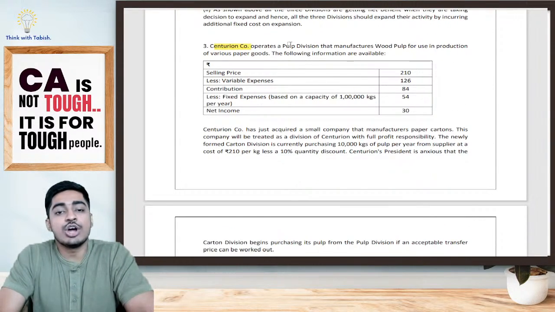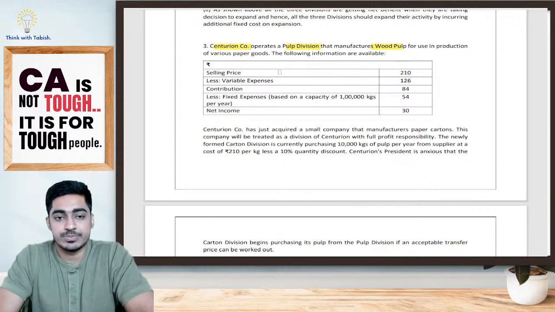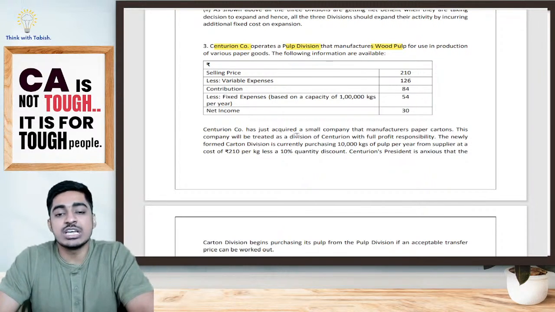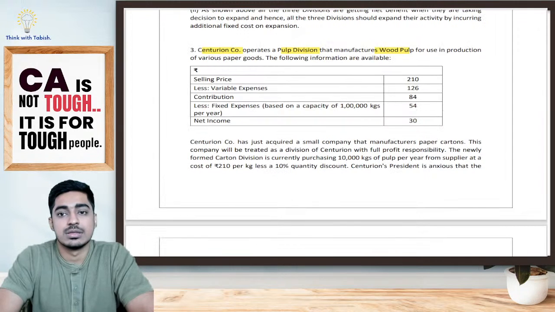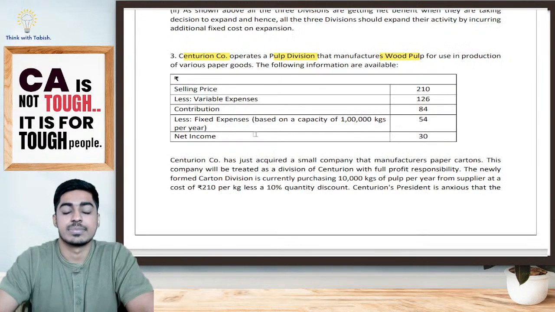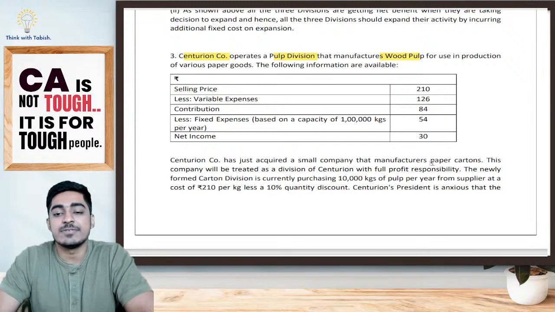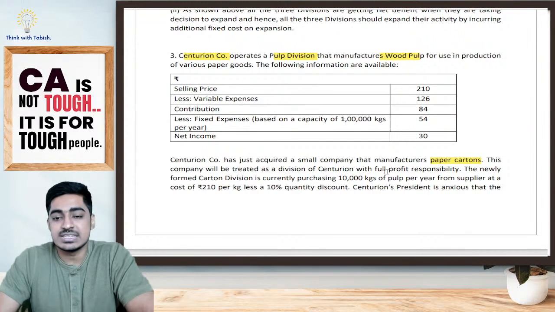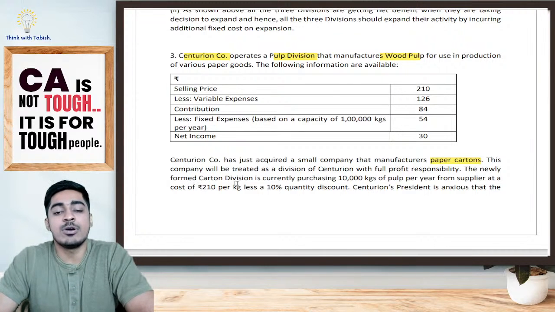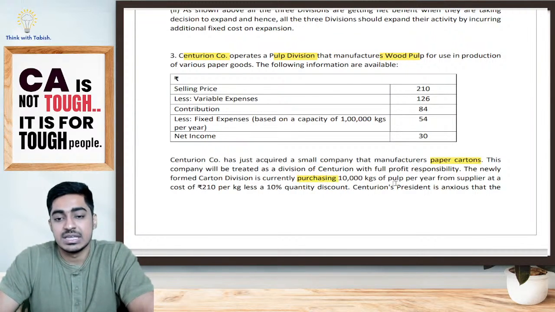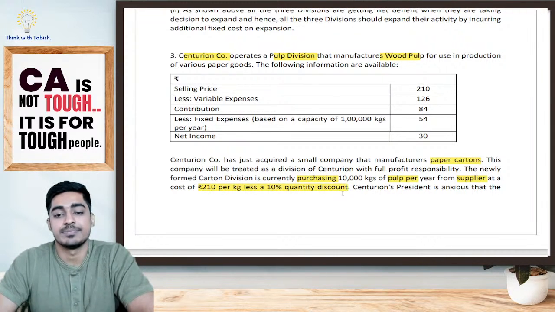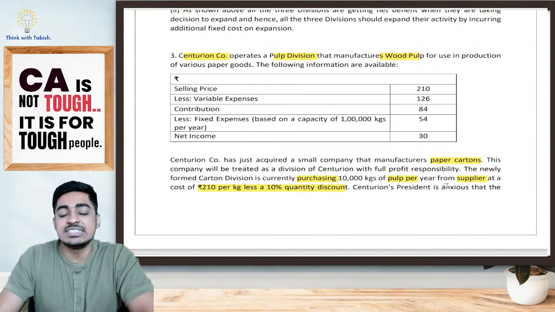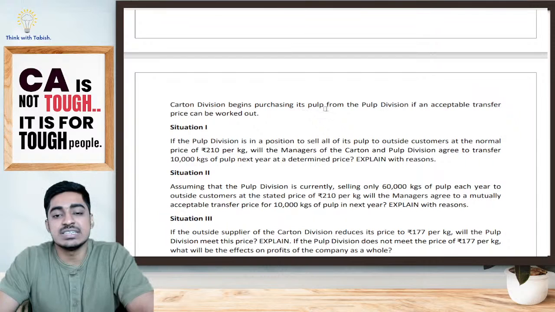Centurion Company operates a pulp division that manufactures wooden pulp. All the data is given. Centurion Company has just acquired a small company that manufactures paper cartons. This company will be treated as a division with full profit responsibility. The newly formed carton division is currently purchasing pulp every year from a supplier at a rate of 210 minus 10% discount. Centurion's president is anxious that the carton division begins purchasing its pulp from the pulp division if an acceptable transfer price can be worked out.